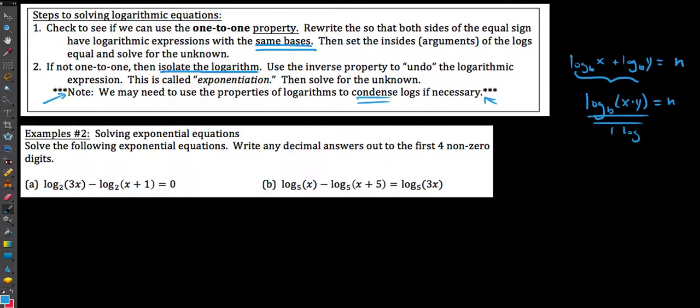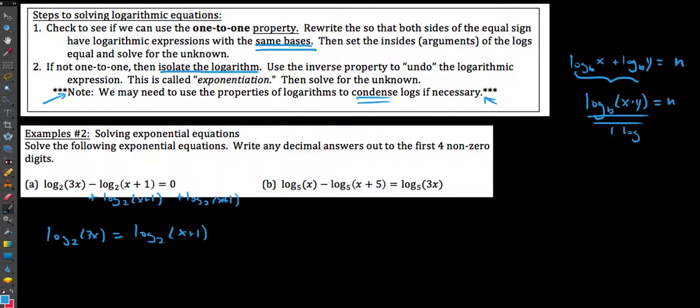So checking these out. It says solve the following exponential equations. Write any decimal answers out to the first 4 non-zero digits. So looking at this first equation, it looks pretty gnarly. I notice I have log base 2 of 3x minus log base 2 of x plus 1 equals 0. And so my first question is, could I write this as one-to-one? And actually I recognize that if I add log base 2 of x plus 1 to both sides, what this would look like instead is log base 2 of 3x on the left is equal to a positive log base 2 of x plus 1 on the right.